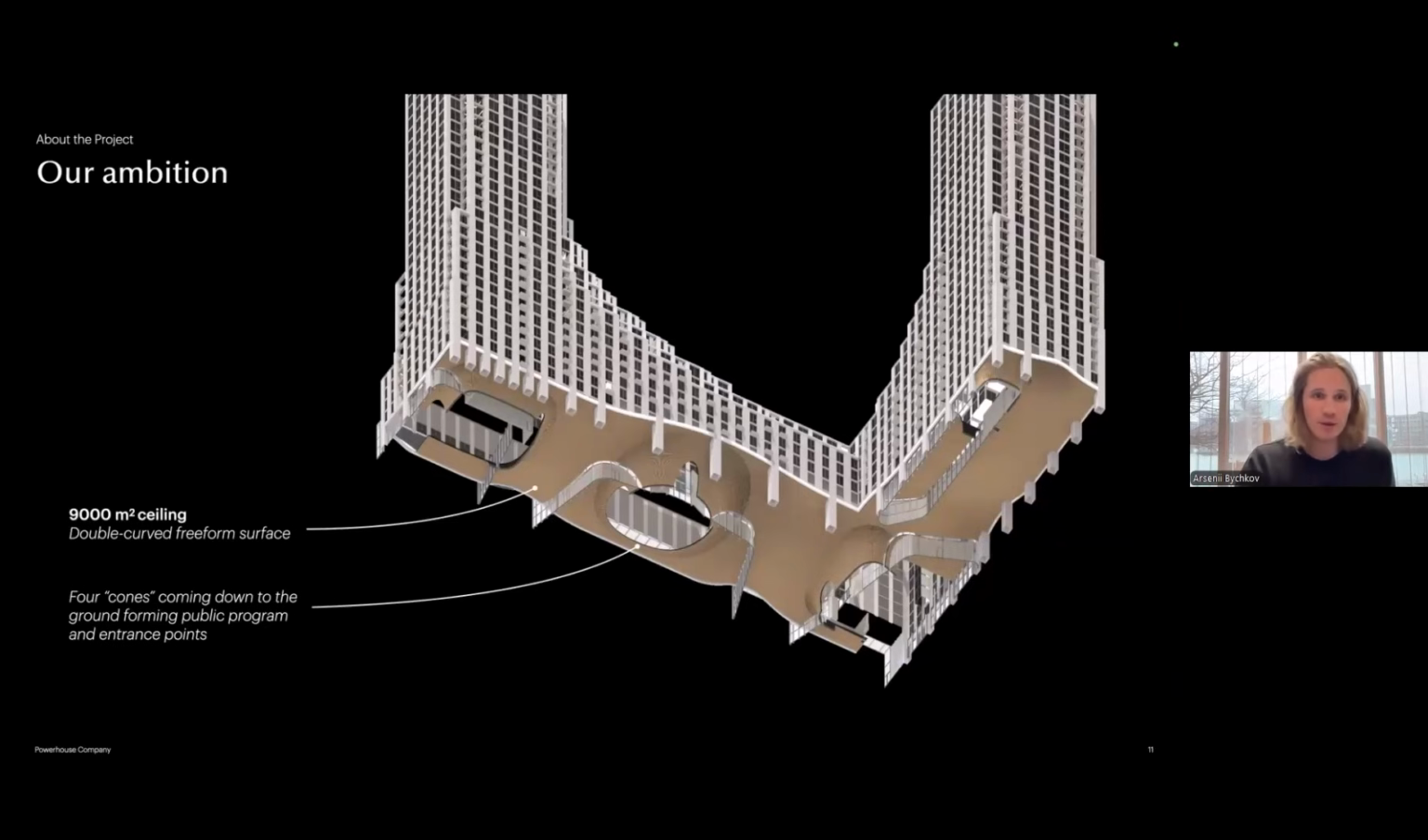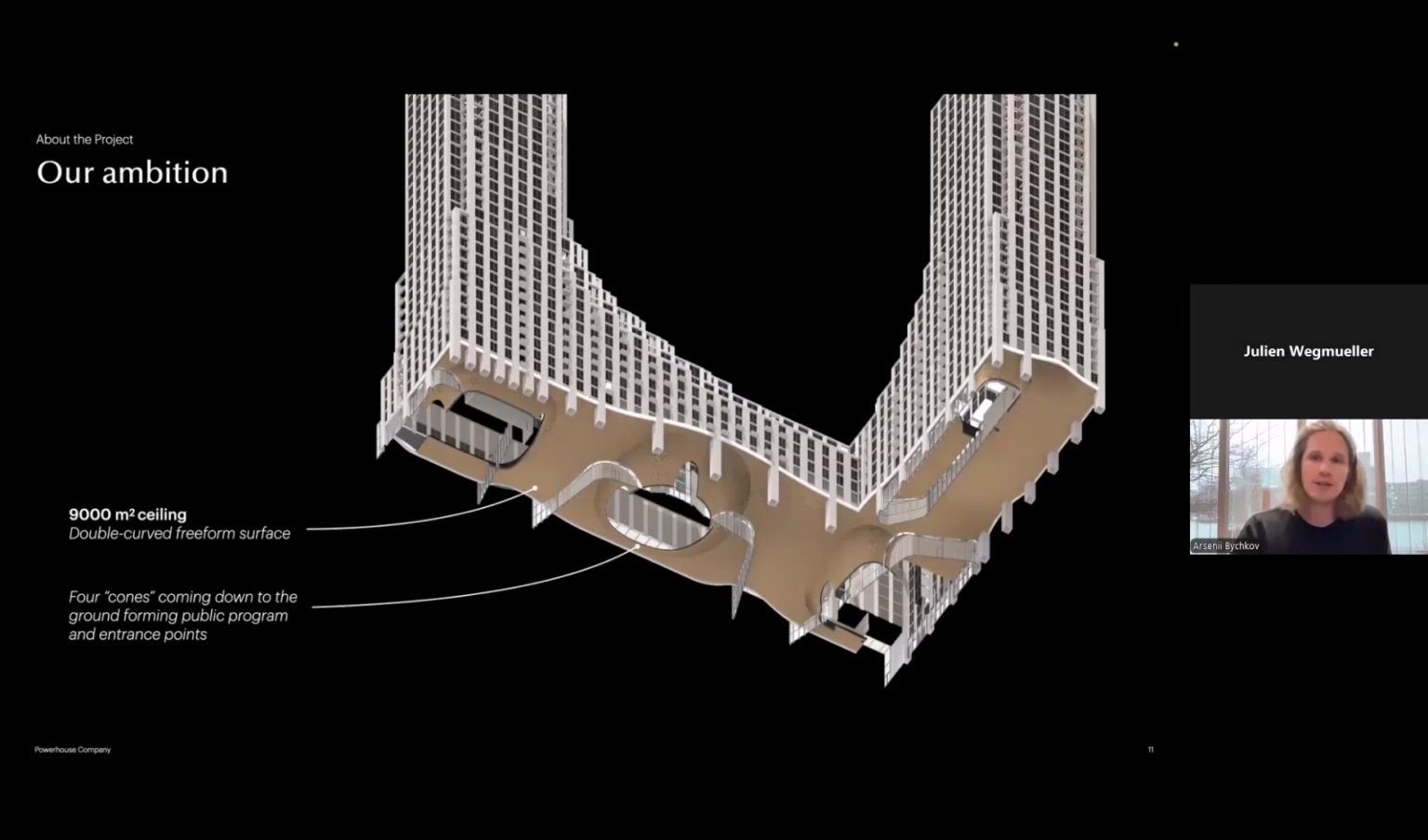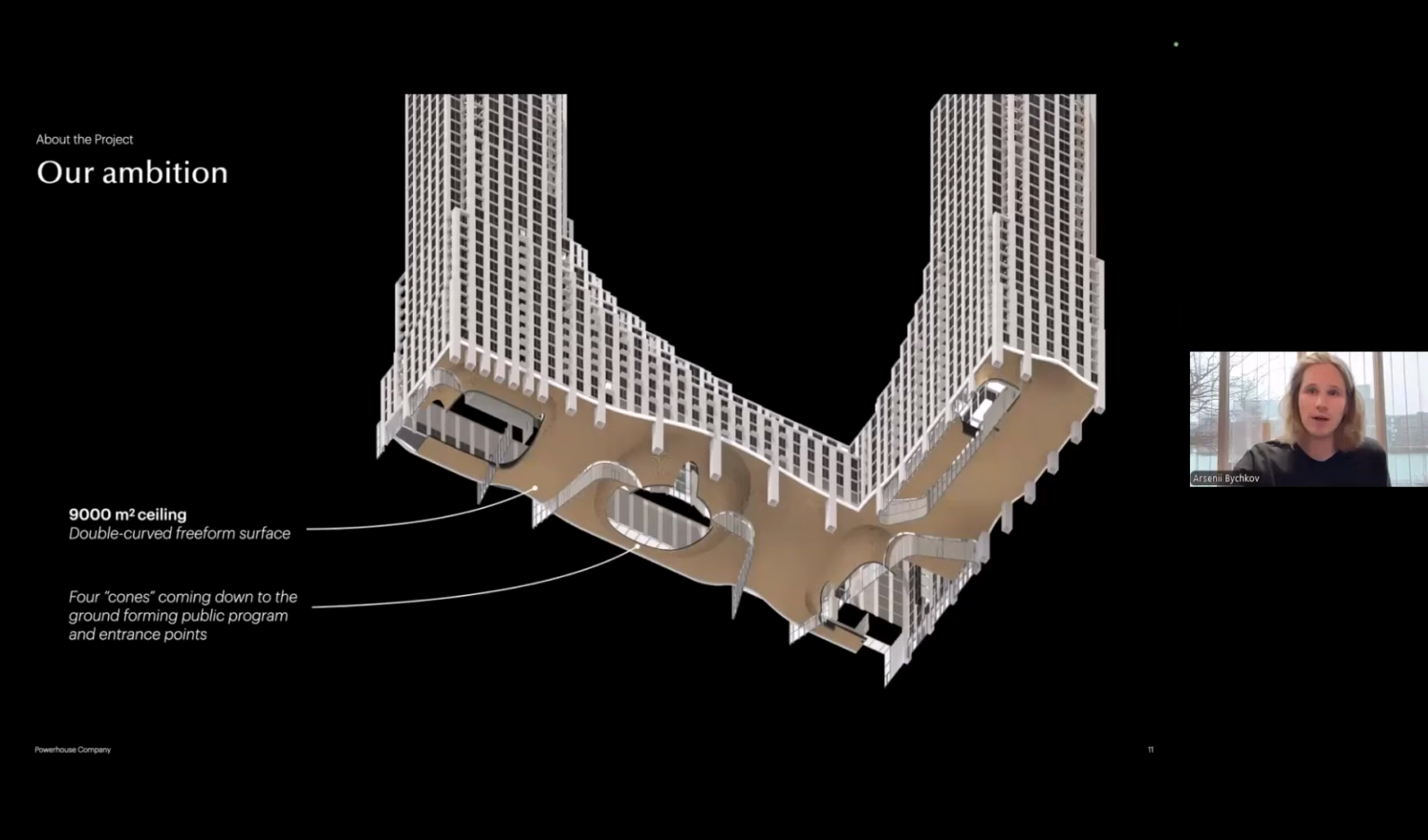The 9,000 square meter double curved freeform surface formed this very complex dunescape, let's say. You can also see these points where the ceiling is touching the ground. Those are called the cones. We have 4 of them, and that's where the main public program is actually located.